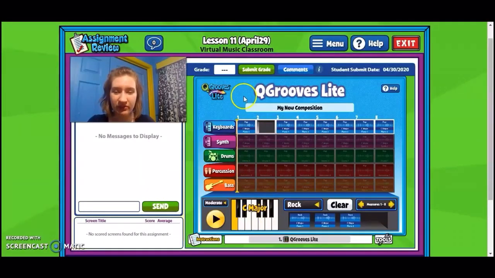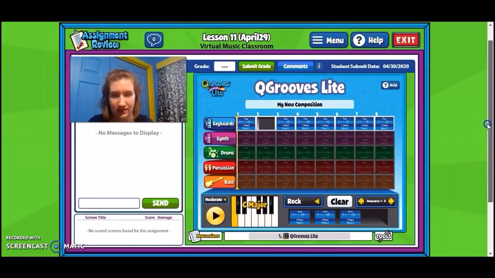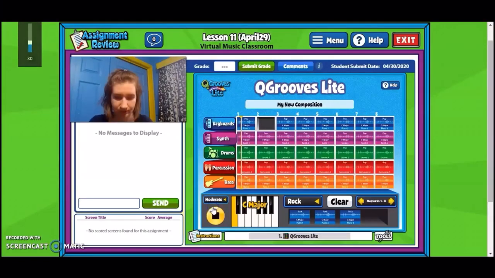Alright, so I am in Quaver right now, and I'm taking a look at Nick's submission that he did for our Q Grooves lesson that we did in the last lesson, lesson 11 on April 29th. So here is his groove that he submitted. Pretty awesome job. You can see that he filled out every single one of his boxes except for one at the top in the keyboard. So maybe it was an accident, or maybe it was left blank on purpose. Who knows? But let's go ahead and listen to his groove.